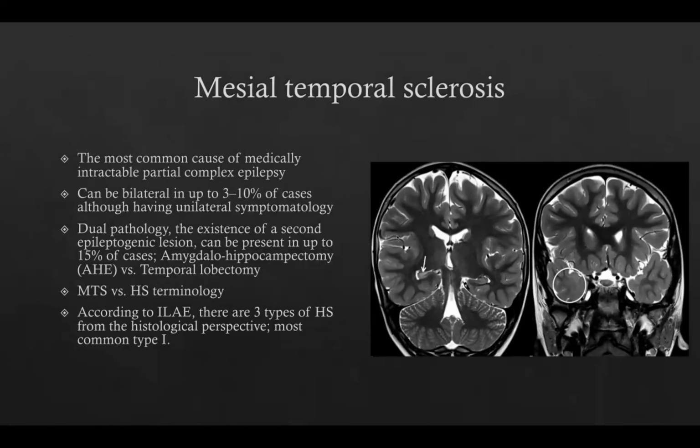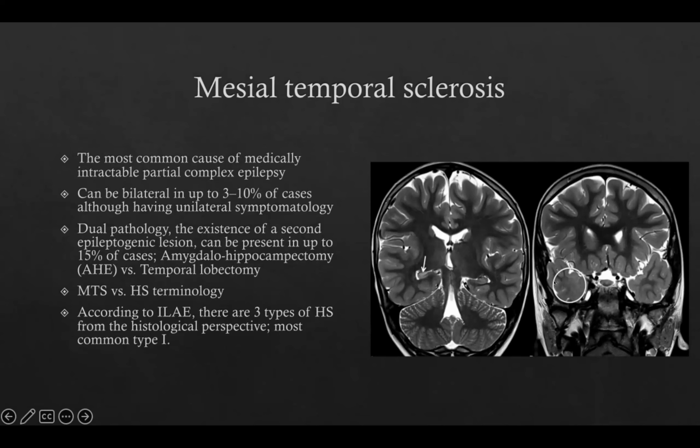In mesial temporal sclerosis, if you look at this image, this is coronal T2. So compare the left side and right side. On the right side, there is a bright signal within the hippocampal formation, right? Compare it with the contralateral side. It's a bit brighter here. And there's also evidence of volume loss. You can see the temporal horn is a little bit prominent compared to the contralateral side.